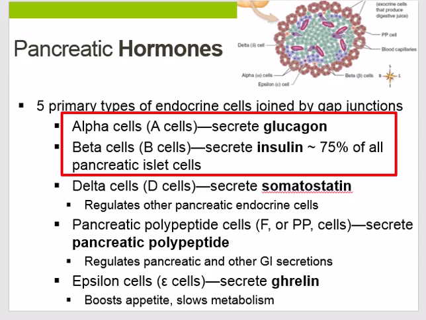Okay, so next up are the delta cells, and the delta cells produce and secrete a hormone called somatostatin. Somatostatin's primary role is to regulate other pancreatic endocrine cells. So it's basically a regulatory hormone. And somatostatin, as I mentioned in a slide earlier, inhibits the secretion of some other hormones. In particular, it inhibits the secretion of growth hormone, glucagon, insulin, and also pancreatic polypeptide, which is that PP. Okay, so somatostatin inhibits the secretion of growth hormone, glucagon, insulin, and pancreatic polypeptide.